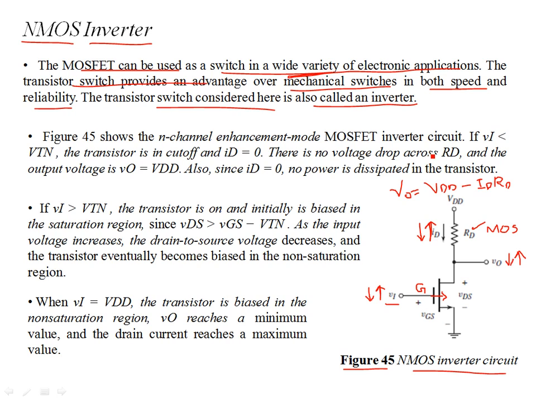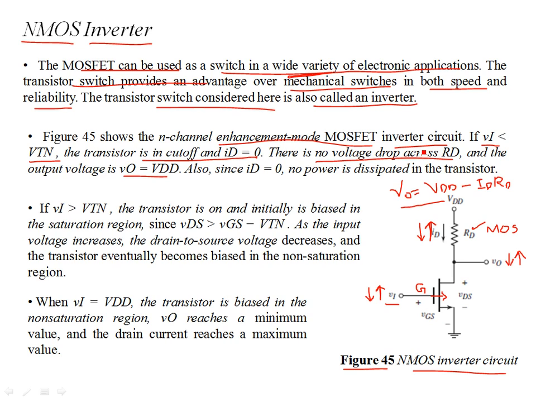Everything is MOSFETs. This figure 45 shows an N-channel enhancement MOSFET device. So this is an inverter circuit. Now the operation is such that if Vi, the input voltage, is less than the threshold voltage, then the transistor is in cutoff. That means there is no drain current. There is no current that flows from drain to source, so there is no voltage drop across RD. And if ID is 0, the output V naught reduces to VDD. So the output is VDD.